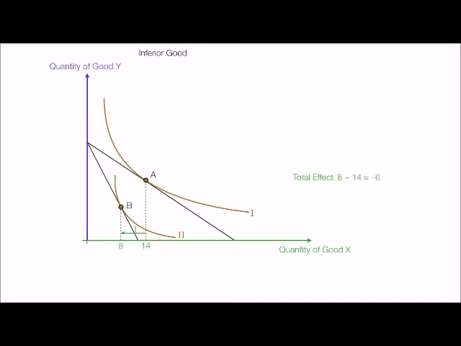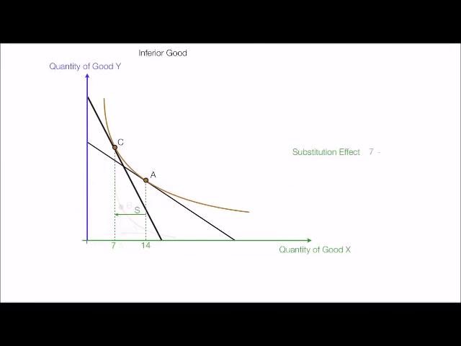minus 14, or negative 6. For the substitution effect, I take the new budget line and just slide it back until it's just tangent with the first indifference curve. So I move from point A to point C along the indifference curve, and now the consumer consumes 7 units, and I'll label that S. The substitution effect is 7 minus 14, which is equal to negative 7.